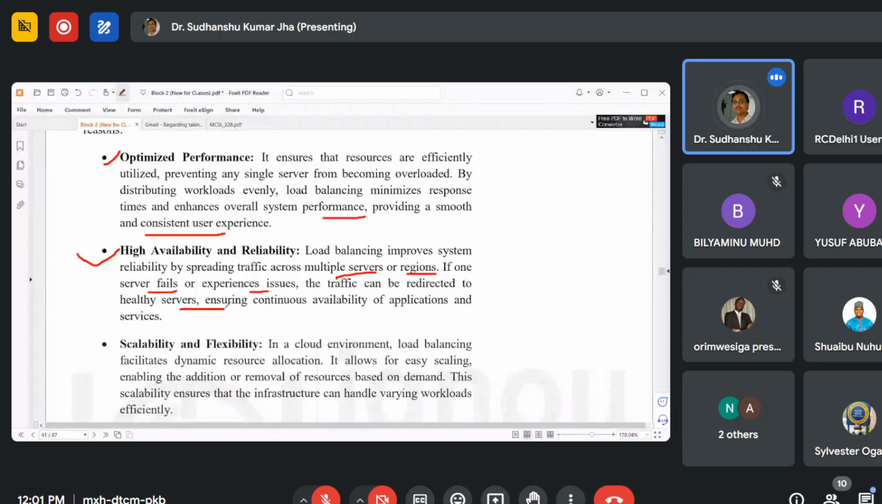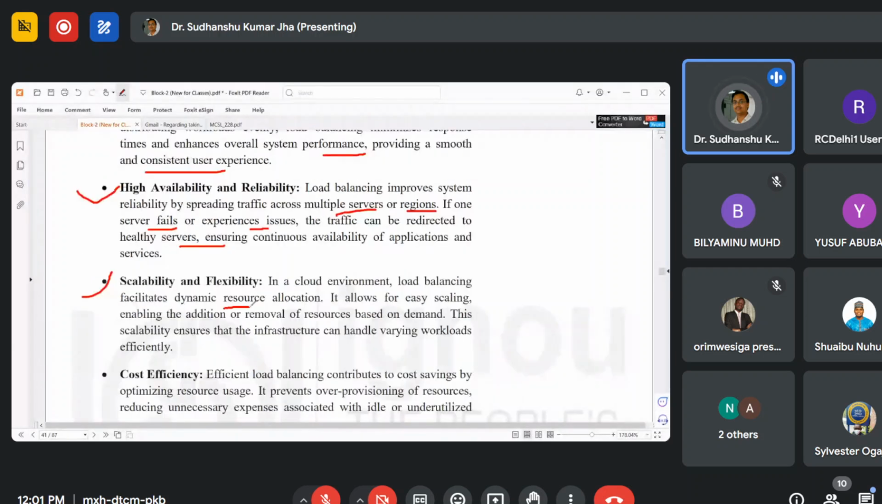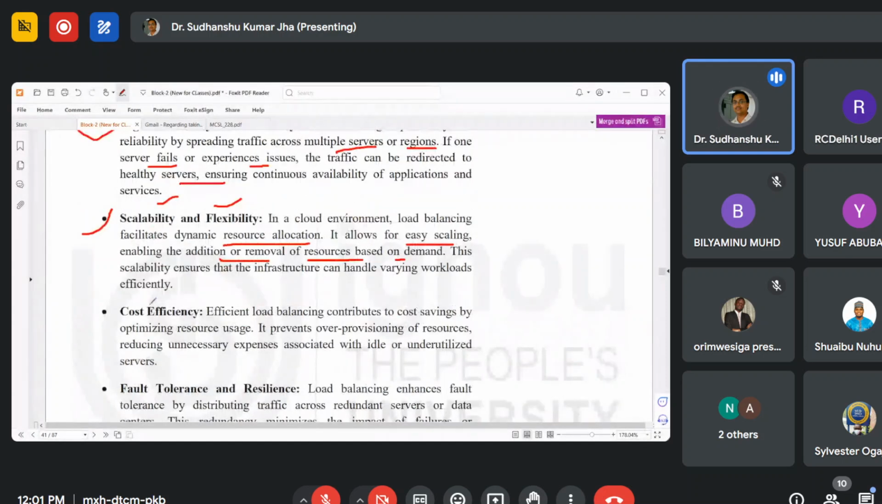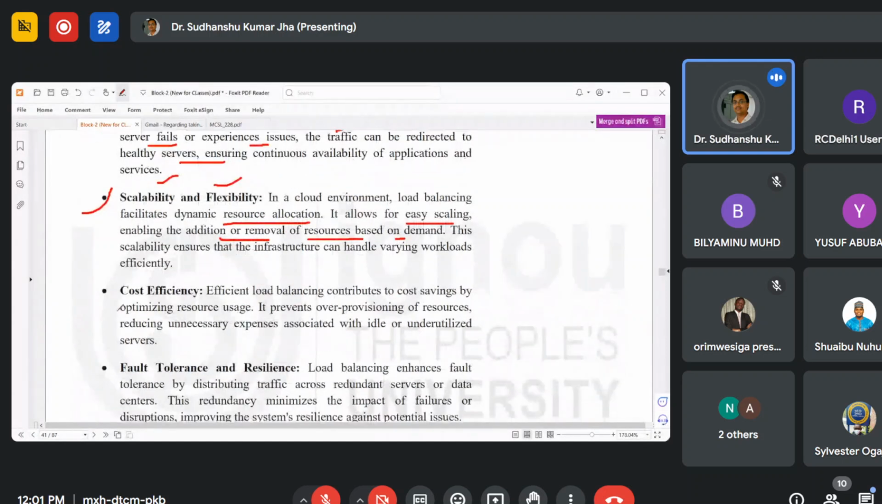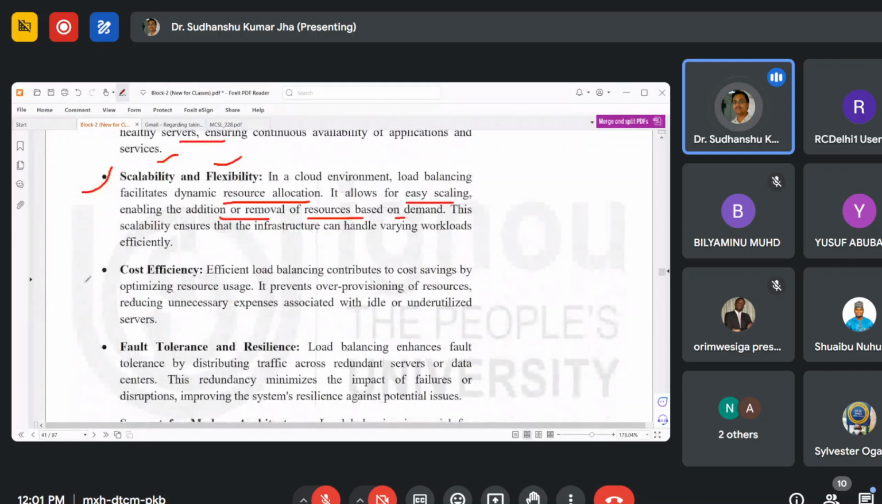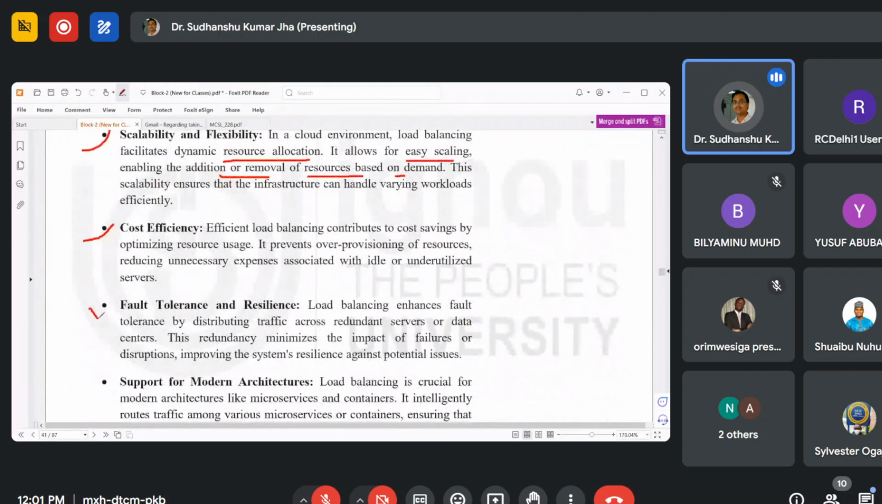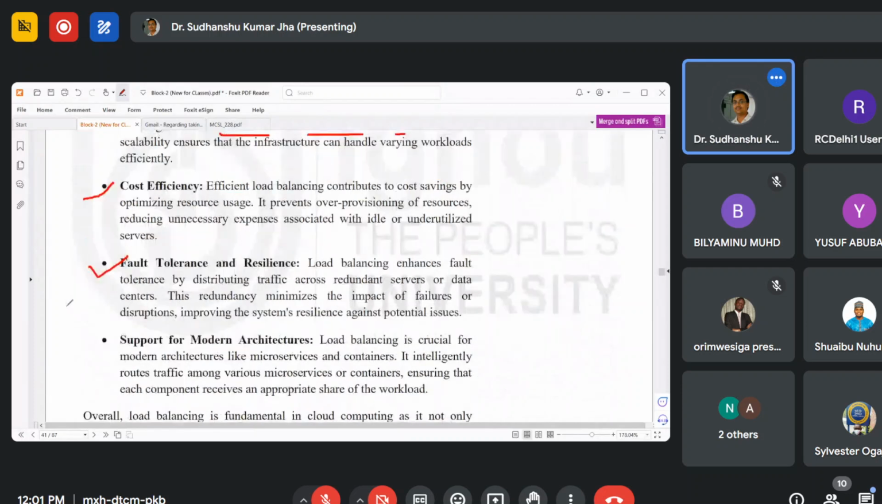Scalability and flexibility. Load balancing provides dynamic resource allocation and allows for easy scaling, enabling the addition or removal of resources based on demand. So scalability and flexibility is provided by the load balancing. Similarly, cost efficiency will be there. Load balancing also helps in fault tolerance and resilience, and it supports modern architecture.